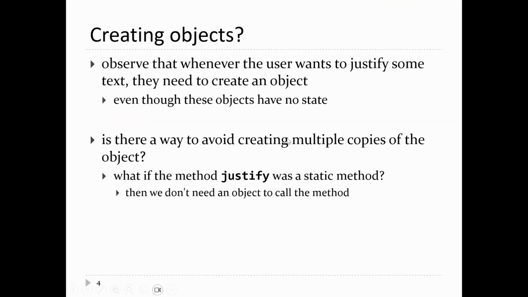Right, okay, so whenever you want to justify some text, someone's got to make one of these objects, so they have to call new, right? Then they can call justify. Doesn't make sense to make these objects, so the question is, is there a way I can not make these objects?